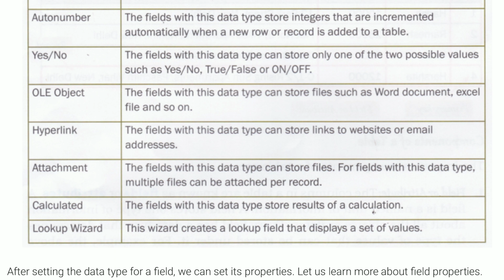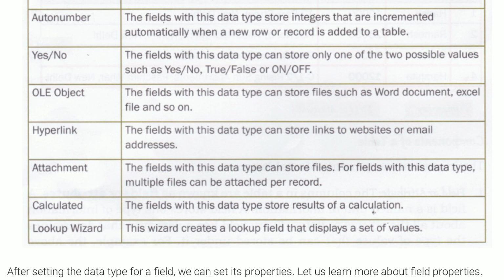Next one data type is lookup wizard. The lookup wizard field displays a list of values that are retrieved from a table or query. The data type of a lookup field is either text or number, which has to be specified in the wizard. This wizard creates a lookup field that displays a set of values.